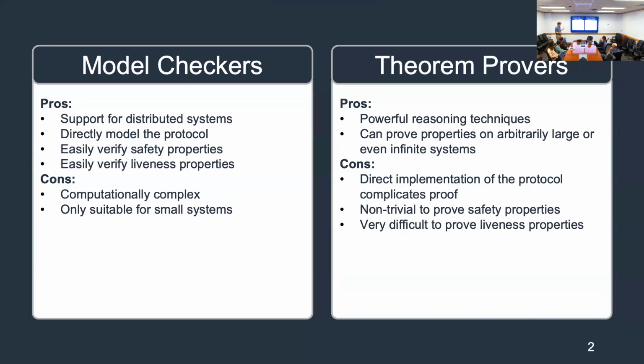So model checkers are really effective at verifying these types of properties, but it's computationally complex. Exhaustively searching the behavior of the system grows exponentially as you add more entities into the system. So it's only really suitable for small systems.